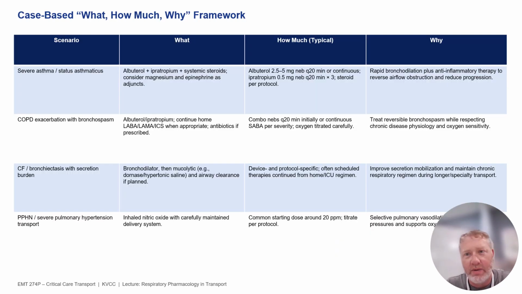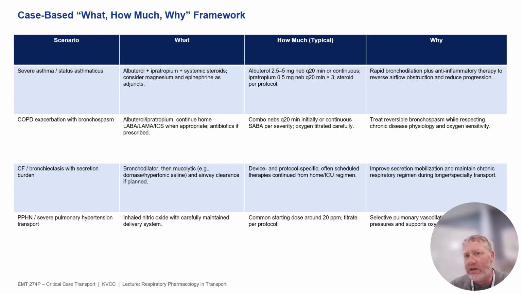All right, so that's a lot of random information over the course of 40 minutes, and let's try to pull everything together. For every case, try to answer three questions. What are you giving, how much, and why? In status asthmaticus, give albuterol and ipratropium together, continuous neb if needed, plus systemic steroids, because you want rapid bronchodilation and early anti-inflammatory therapy, both at the same time.